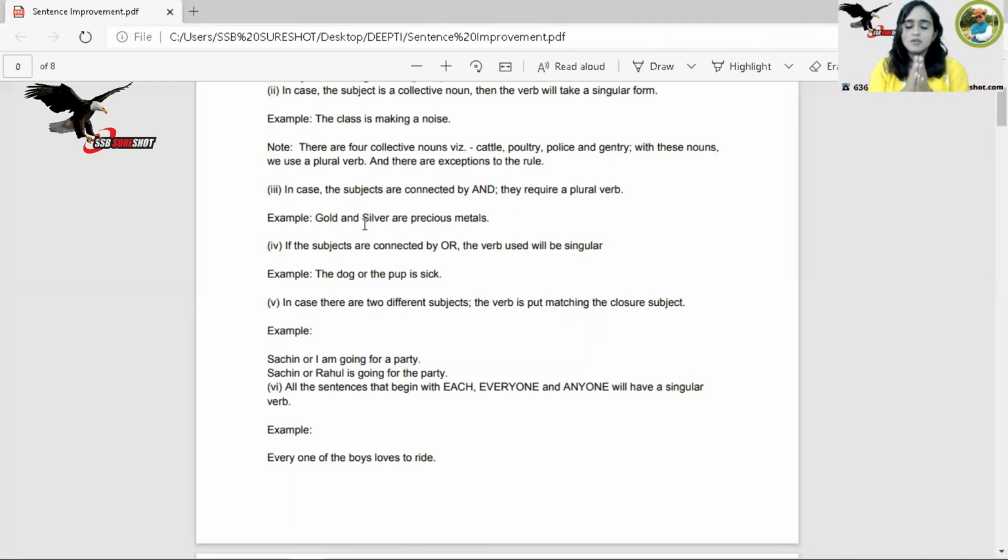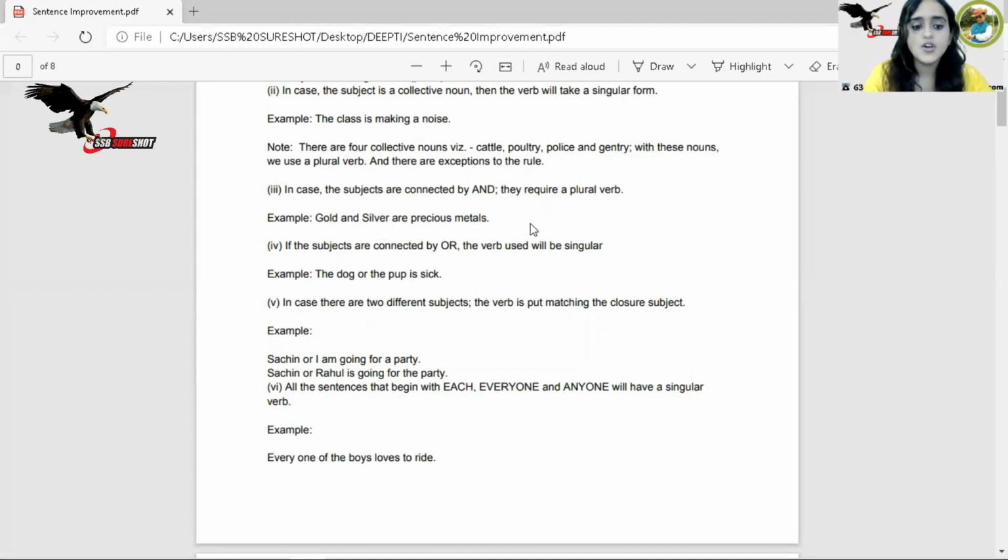We can take some more examples. For example, Geeta and Ravi, both of them are coming for the party. Whenever two subjects are connected by and, this means that these subjects are plural because we are talking about more than one subject here.